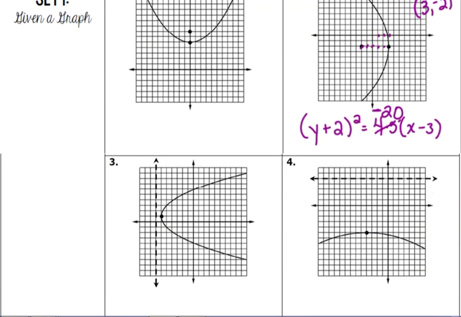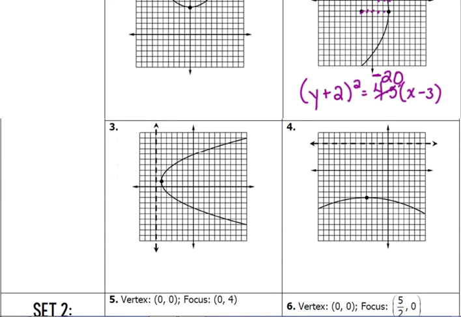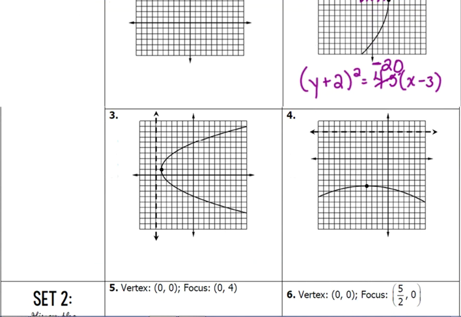All right, let's do one where we have the directrix. So number 4. And I misspoke a moment ago. I said that the closer they were, the wider it is. It's reversed, I'm sorry. The further away they are, the wider it is. The closer they are, the more narrow.